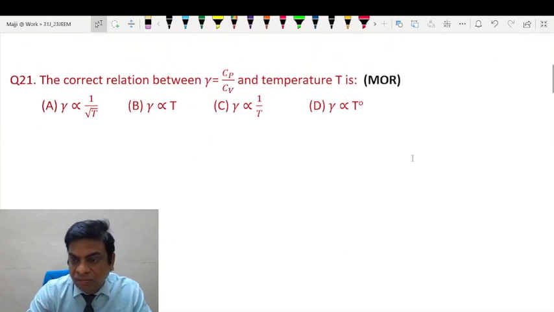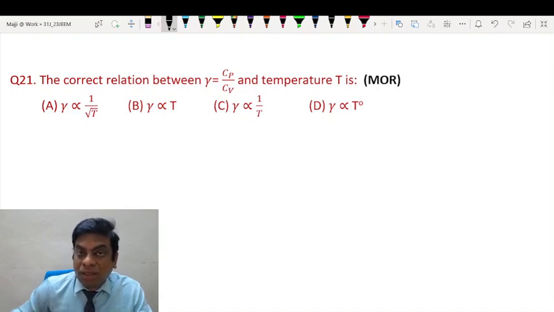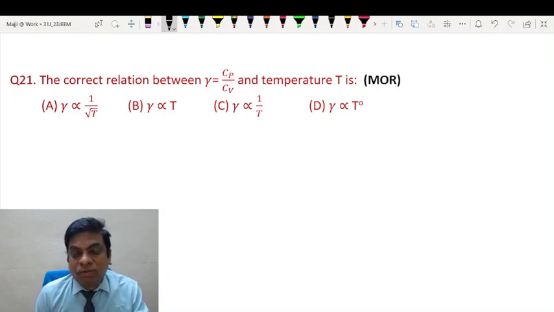The correct relation between gamma equal to Cp by Cv at temperature T is. Now for moderate temperatures, we all know gamma is only dependent on the degrees of freedom, that is the nature of the gas, its atomicity. If it is monoatomic, it is 5 by 3, that is 1.67. If it is diatomic, then it is 7 by 5, that is 1.4. And if it is non-linear polyatomic, gamma is 4 by 3, that is 1.3. All these things you know, students.